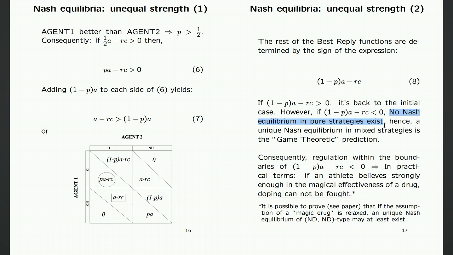So what does that mean? That means that we don't know whether the agents actually take drugs or not. What we know is that they randomize on it. And of course, as it says here, consequently, regulation within the boundaries of this situation is, in practical terms, if an athlete believes strongly enough in the magical effectiveness of a drug, doping cannot be fought. Remember, this magic effectiveness is the underlying thing here. And given this assumption, you end up with a Nash equilibrium in mixed strategies, meaning that you lose any predictive power here. So then it's of course hard to fight drugs.